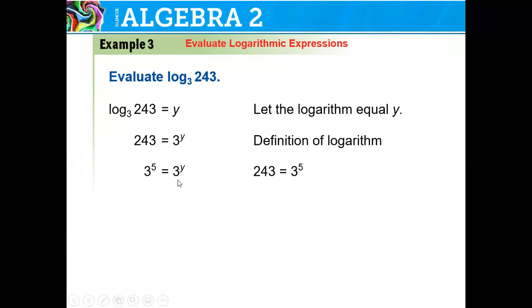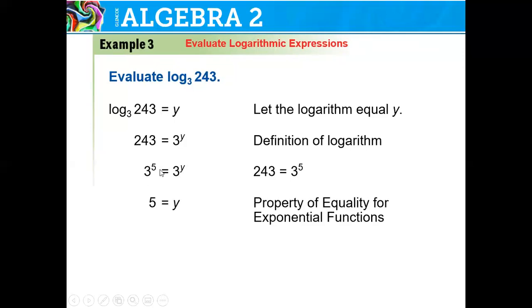Okay, we wrote them. And now once I have the same base, I can just equate the exponents. So using the property of equality for exponential functions, I equated them and I got my y to be equal to 5. So my answer finally is log base 3 of 243 equals 5, after you found that this is your y.